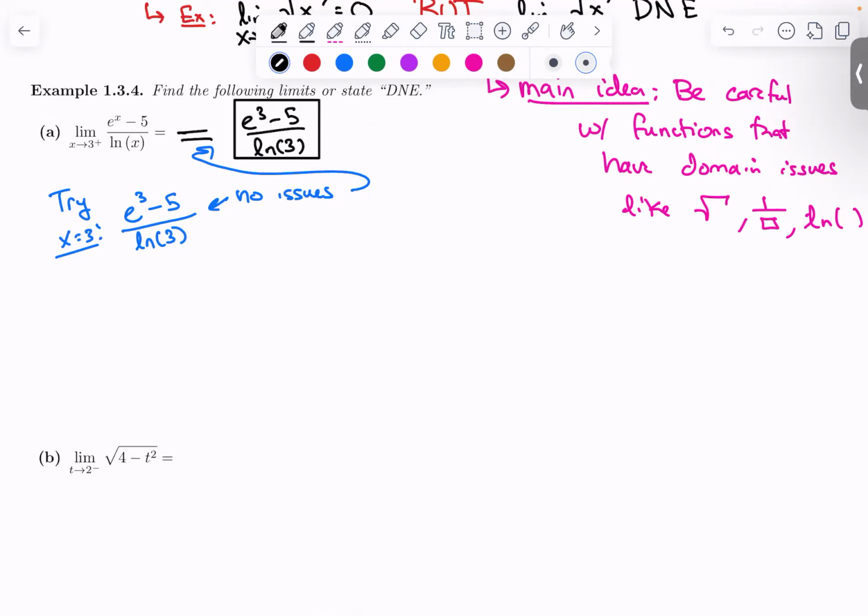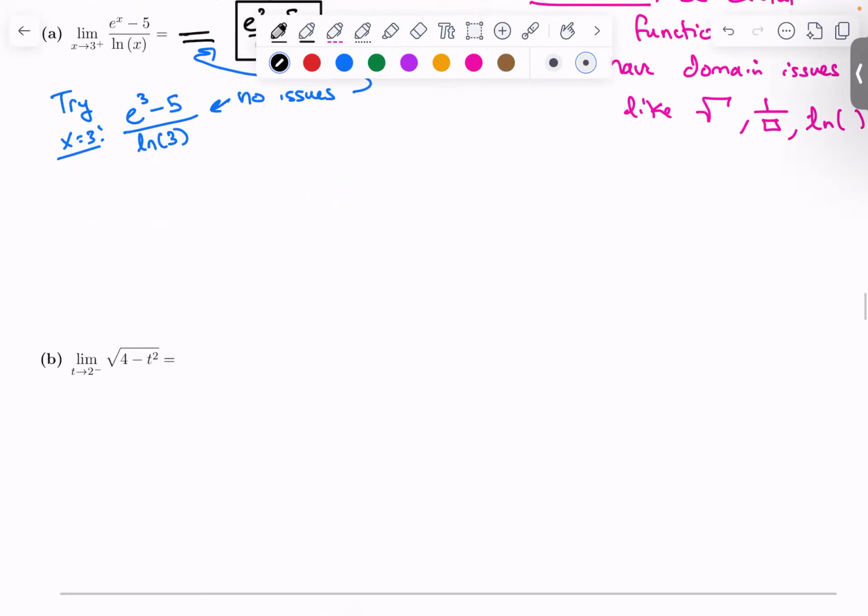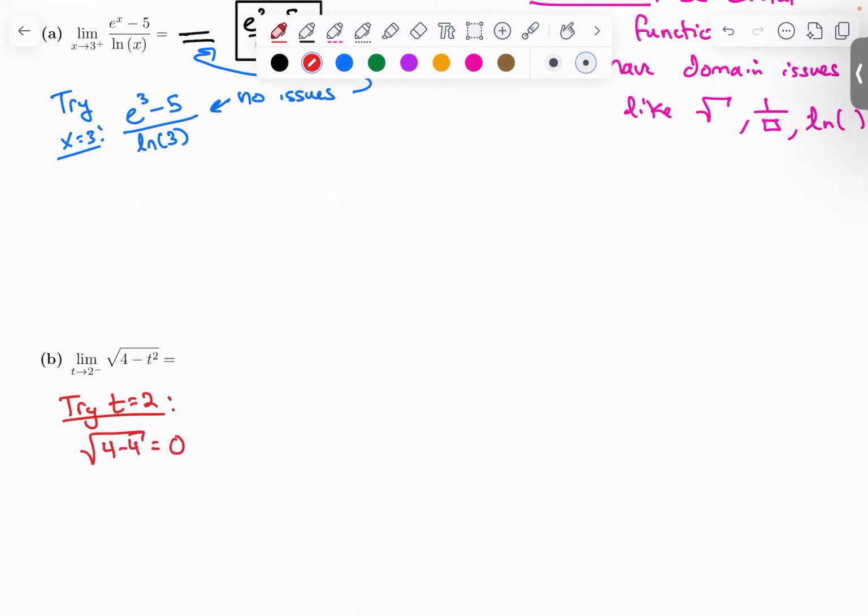Then we've got the limit as t approaches 2 from the left of the square root of 4 minus t squared. So we try t equals 2, and we get the square root of 4 minus 4, which is 0. But square roots can be finicky.